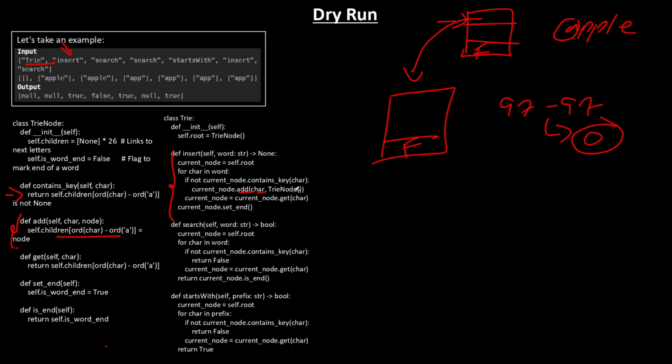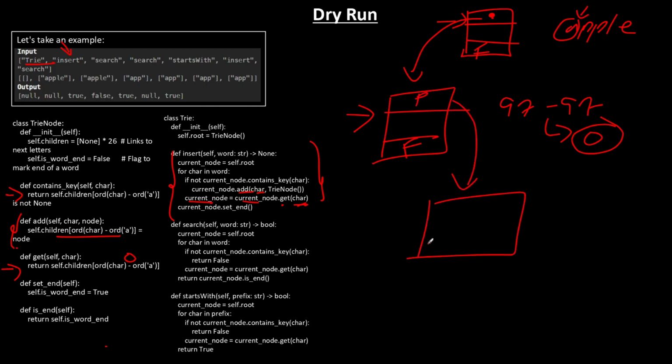After that, we call current node dot get with this character again, and in the get function it will again be 0. So we go to the 0 and we call the reference, so we come and stand here. This is what is happening in the insert function. Now A is done, then we will have P. Again, the same scenario. We will check and store P. Again a new reference will be created like this, with false, and we will stand here.